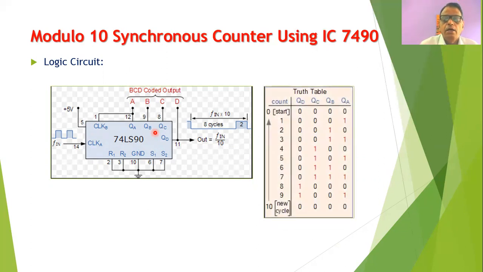So before applying any clock pulse, initially the counter will be in the reset state, and therefore the output will be 0, 0, 0, 0. When the first pulse is applied, the output will be 0, 0, 0, 1. In this way, when you go on applying the pulses, then you will find that the output state of the counter will go on changing. And when we apply the 10th clock pulse, then the output will be reset to 0, 0, 0, 0. That is, this counter will have only 10 states, and therefore this counter is being called as the mod 10 synchronous counter.